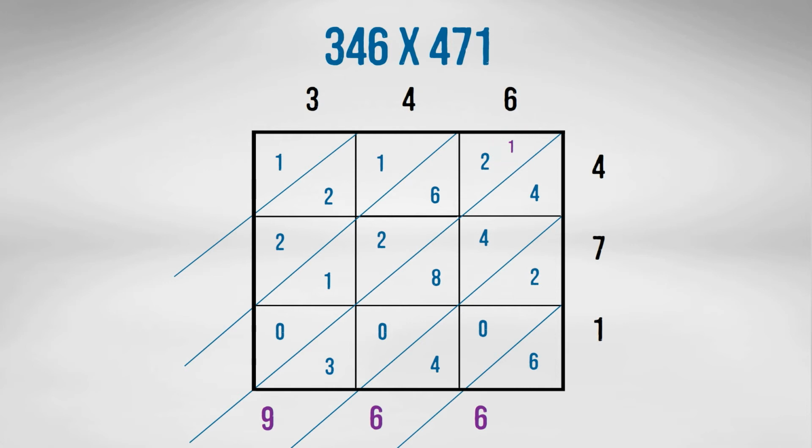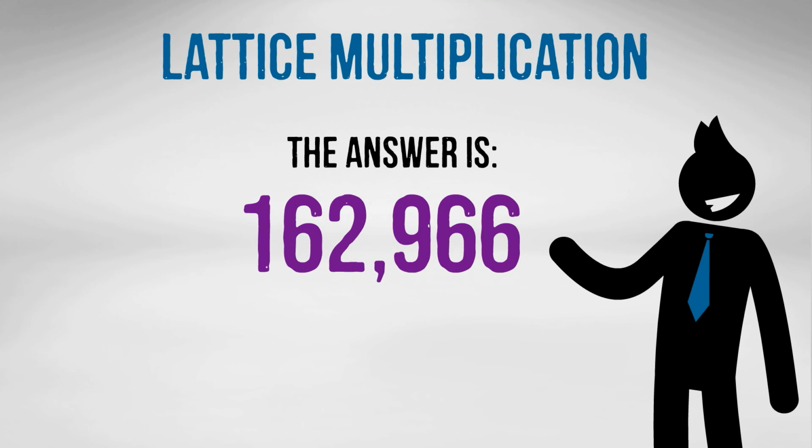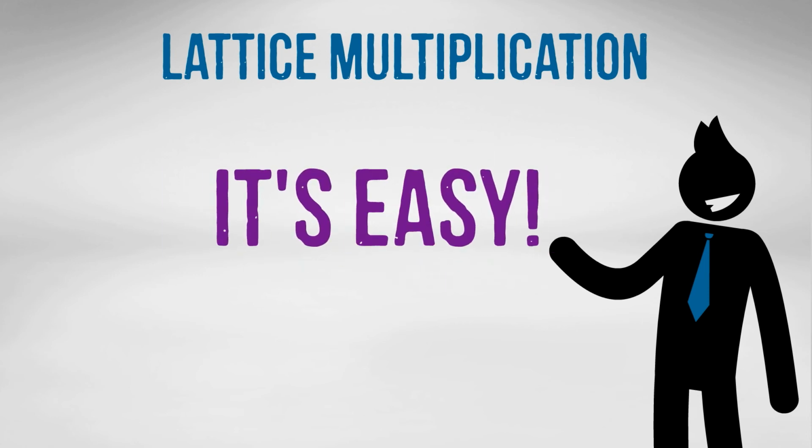So, now add the 1 that was carried, plus 2 plus 6 plus 2 plus 1 plus 0, and I get 12. Complete the process for all diagonals. To find the answer, all I have to do is read the digits starting down the left of the grid and continuing across the bottom. My answer is 162,966. It's exciting when students complete their first complex multiplication problem and find out that they got it correct. It's easy.